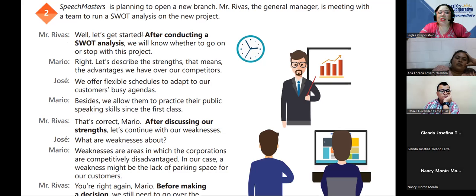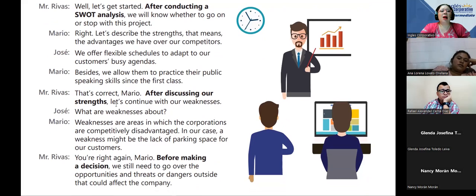Well, let's get started. After conducting a SWOT analysis, we will know whether to go on or stop with this project. Let's describe the strengths, that means the advantages we have over our competitors. We offer flexible schedules to adapt to our customers' busy agendas. Besides, we allow them to practice their public speaking skills since the first class.